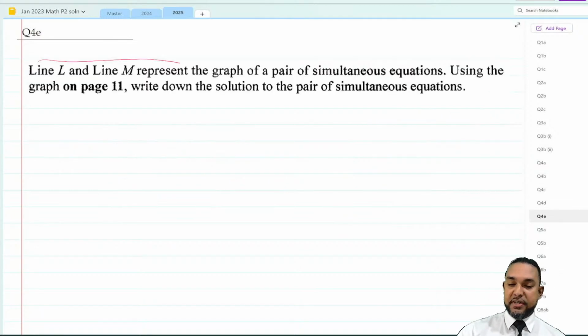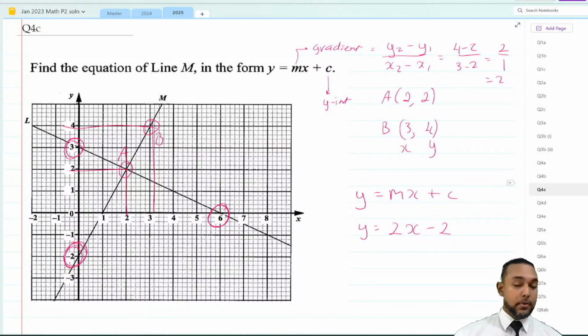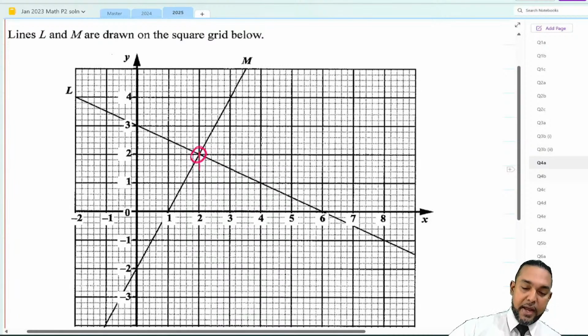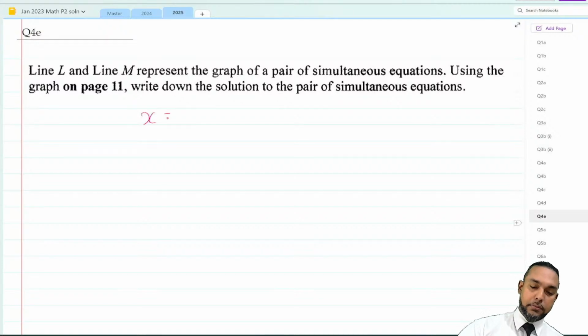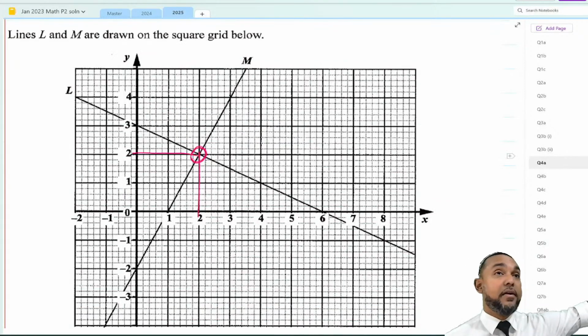So L and M represent the graph of a pair of simultaneous equations. Write down the solution. To solve simultaneous equations graphically, all you have to do is find the point of intersection. And the point of intersection is right here, where x is equal to 2 and y is equal to 2. And that's the solution. We will put a pin in there for today. All you have to do is see where the lines intersect.